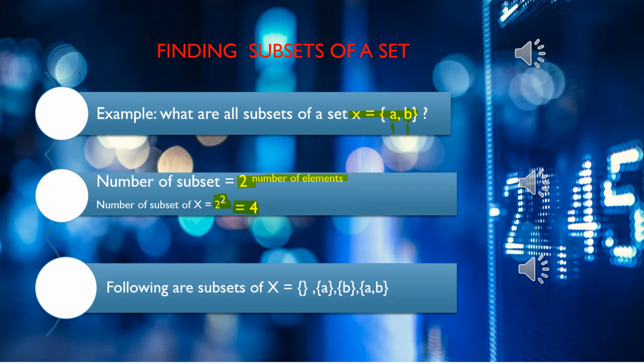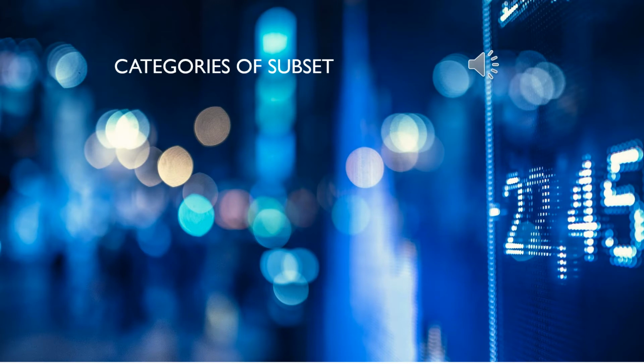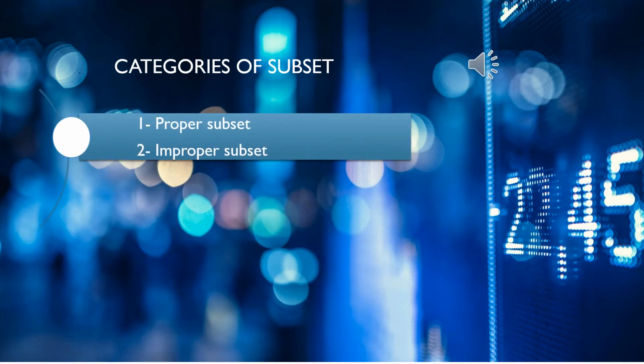All subsets of set X: first of all, the empty set, then singleton set {A}, singleton set {B}, then set {A, B} having two elements. So these are 4 subsets of set X. Subset has two categories. First of all, proper subset, then improper subsets.